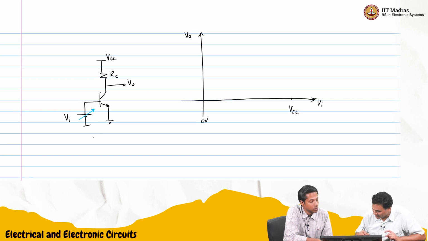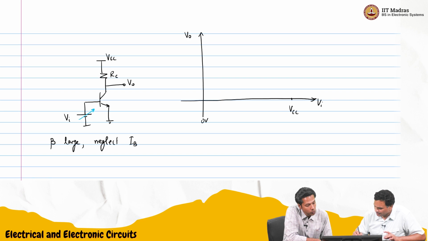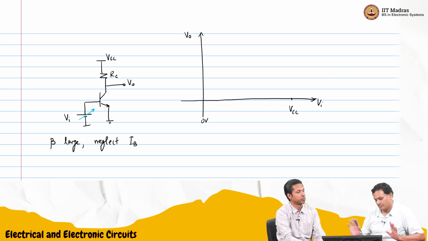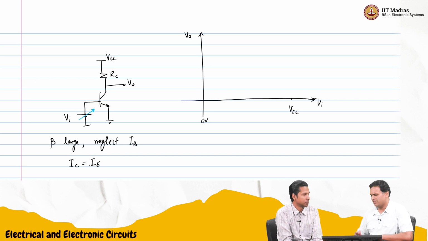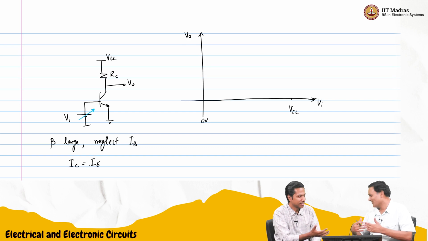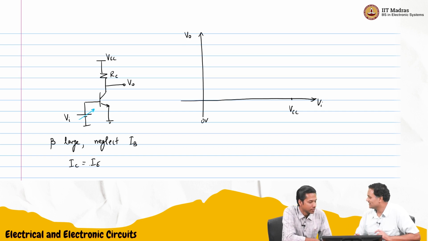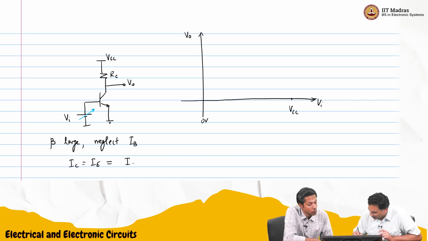Let us make some assumptions. We will say that beta is large, so we will make things easy by neglecting the base current. Which means that the collector current is the same as the emitter current. Even otherwise, it was almost equal. So we will make this assumption. And this is the IS, or IE naught, that we used. Maybe we'll use the same. Why confuse?